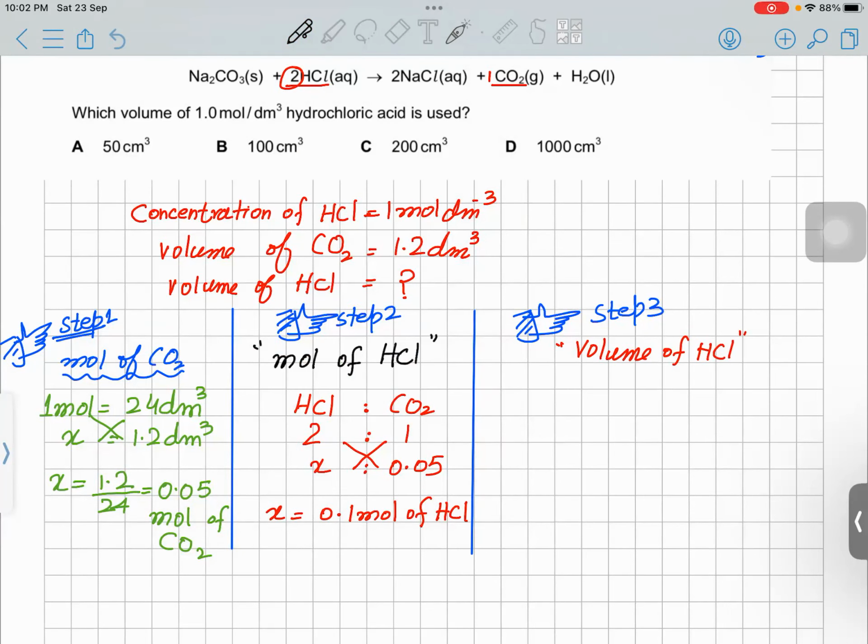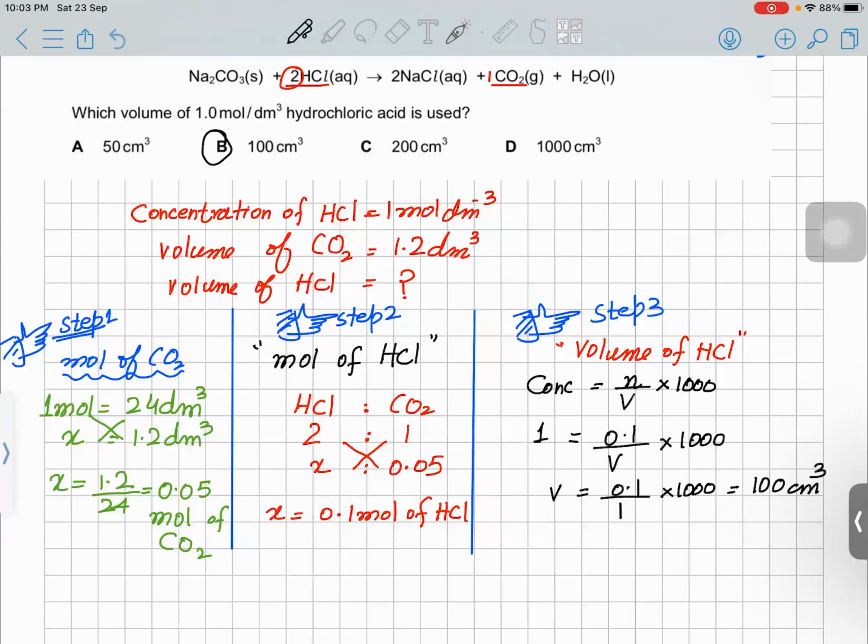So how to find the volume when concentration is given, mole is given? You know that concentration is equal to mole upon volume multiplied by 1000, because volume in cm cube is required. So concentration is 1, mole is 0.1, volume is required, and it is 1000. So V is equal to 0.1 divided by 1 multiplied by 1000. So 100 cm cube is the answer.